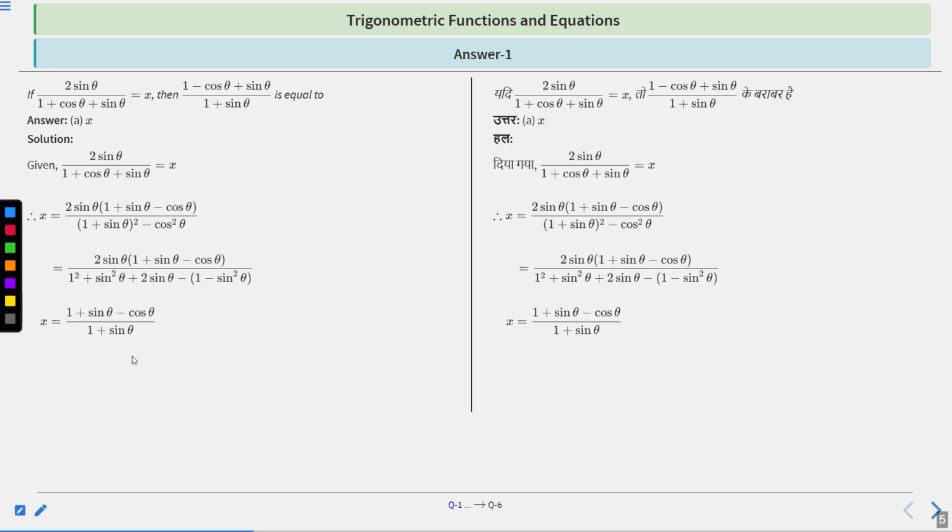Therefore, option A is the right choice, right? Option A is the right choice. Got it?